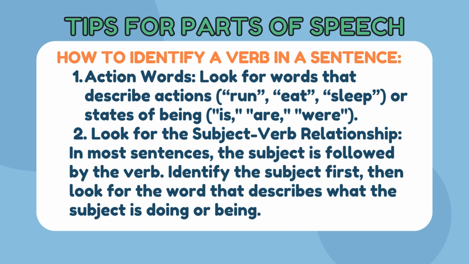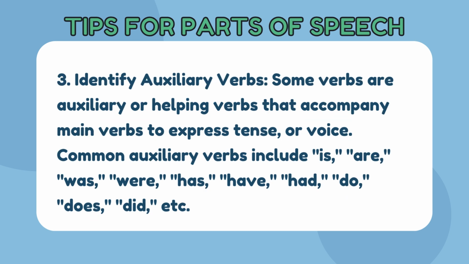Now the second part, how to identify a verb in a sentence. First, look for the action words like run, eat, sleep, walk, and also states of being, is, are, were, like be verbs. And then look for the subject-verb relationship. In most sentences, the subject is followed by the verb. Identify the subject first, then look for the word that describes what the subject is doing or being in that sentence.